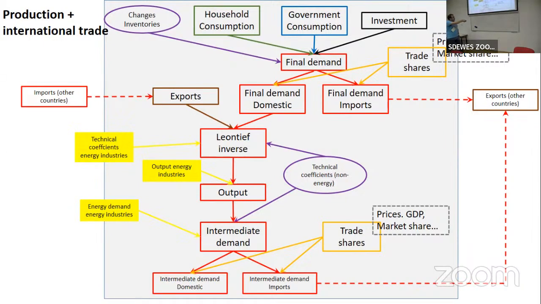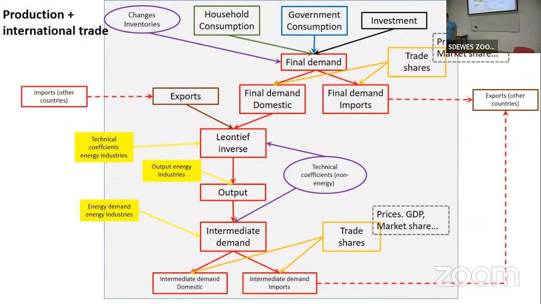This blue line means that this is a national input-output model of a country, and then we have the link with the input-output models of other countries. Okay? Yes? Maybe I lost some parts.